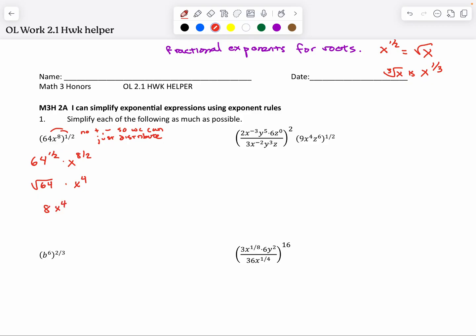Okay, so the final answer for this one is 8x to the 4th. For these, just a general note, me personally, we can distribute or simplify first, or some combination of both.